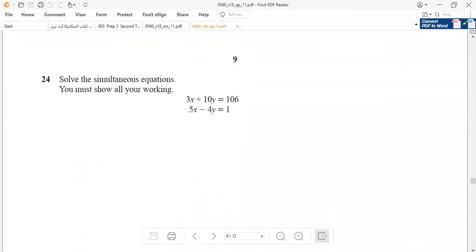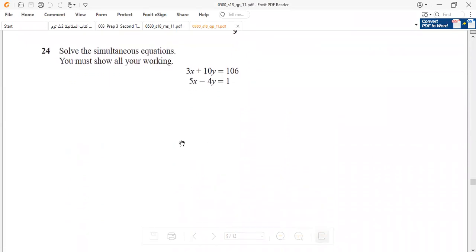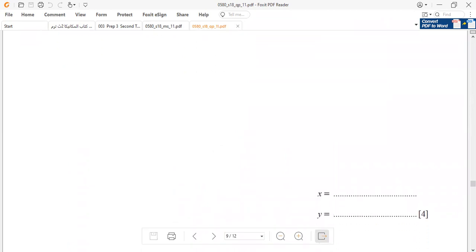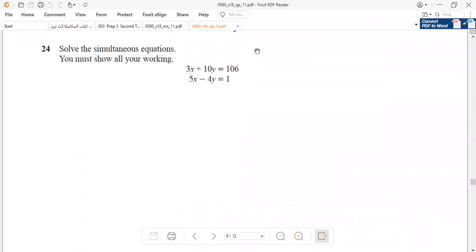In question 24, solve the simultaneous equations. You must show all your working, with 4 marks. The first equation, 3x plus 10y equals 106. And the second equation, 5x minus 4y equals 1.